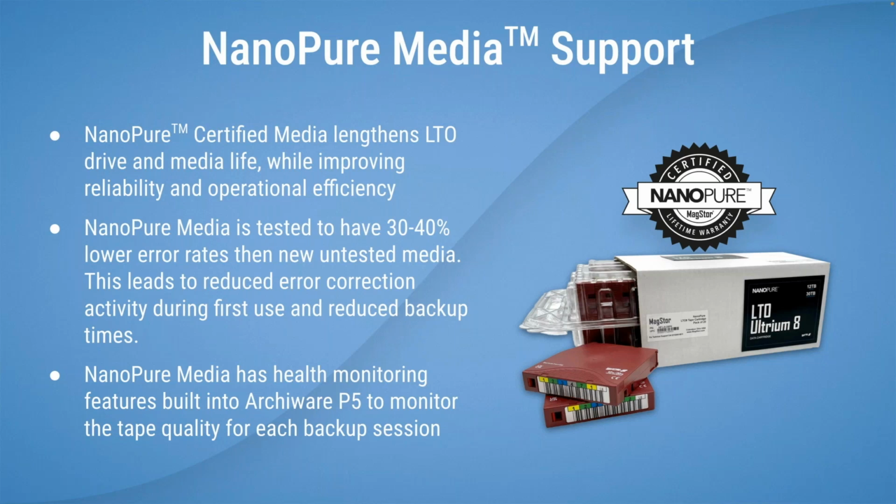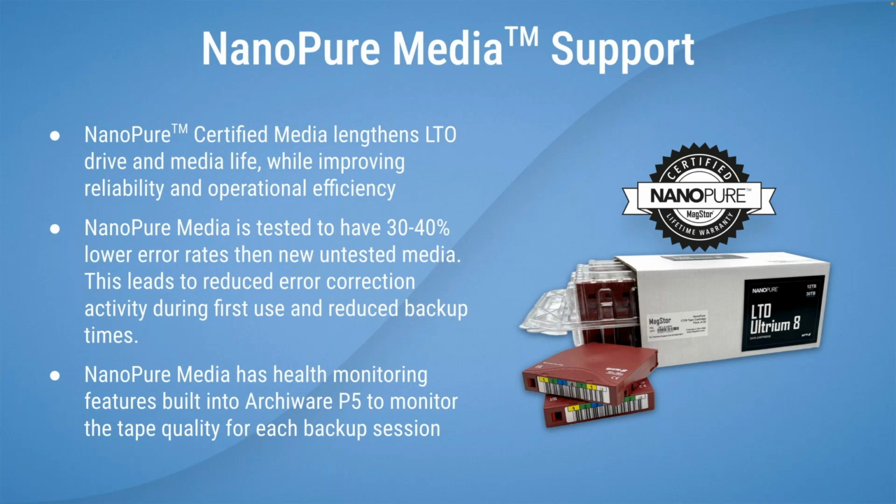And this reduced error correction can improve backup time significantly on first use. It does vary from cartridge to cartridge, but on average, 30 to 40% lower error rate. So that's a pretty significant improvement. And the health monitoring features, which we'll show you in a minute, are built into Archiware P5 to monitor the tape quality for each backup session, so you know on an ongoing basis at a glance how your media is performing.